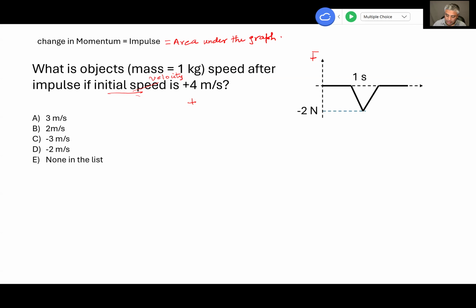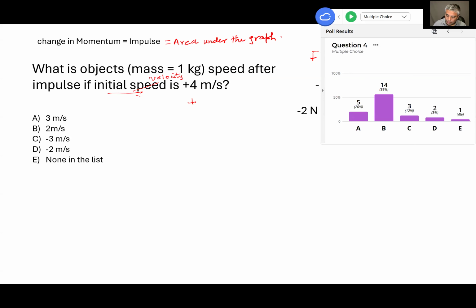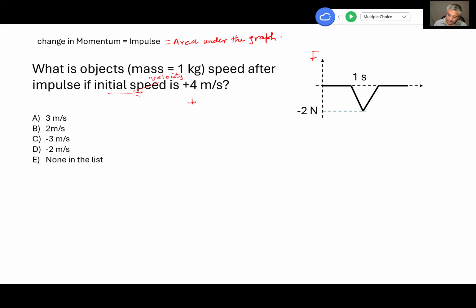Okay, let's see how we did here. Mostly B, but we got all of them. Do I know the answer? So mass is 1 kilogram. That is written right there. And if initial speed, vi or velocity, says positive 4 meters per second, whatever initial direction it is moving, we are assuming that as positive. So that means the force is acting in the opposite direction of the initial motion, right?